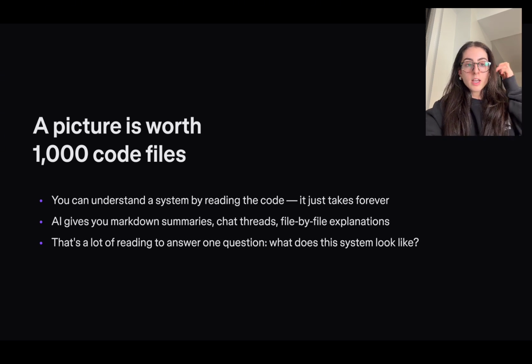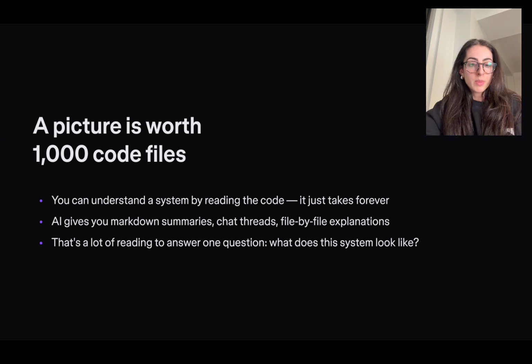You can understand a system by reading the code, it just takes forever. AI helps by summarizing everything. But now you've just replaced reading code with reading pages of markdown. So the question I kept coming back to was, why am I reading so much to understand something that should really just be one picture?